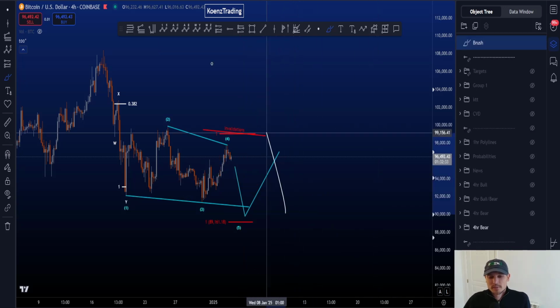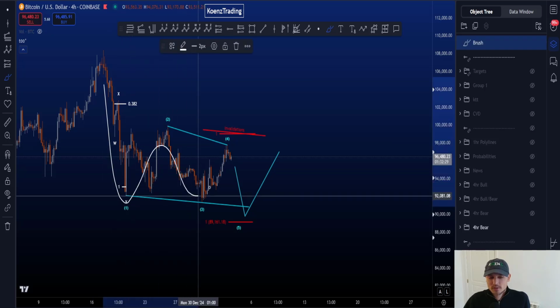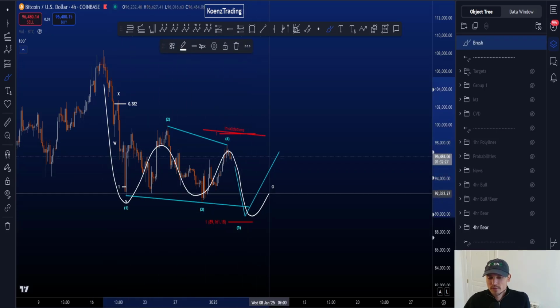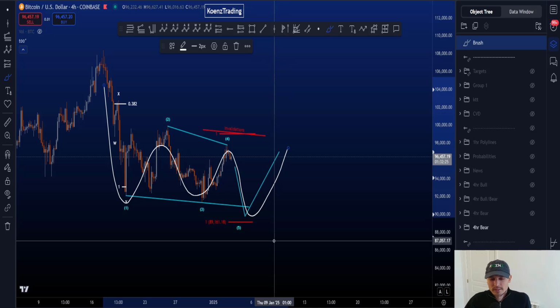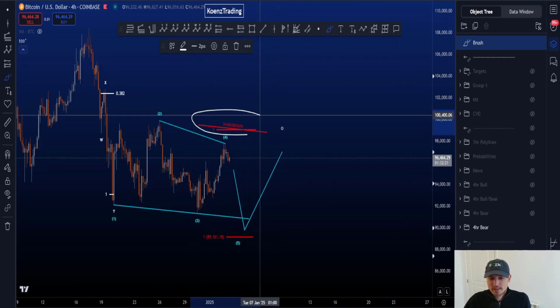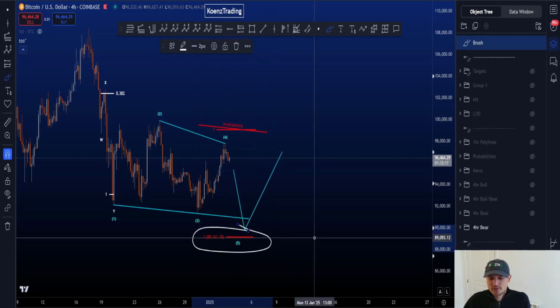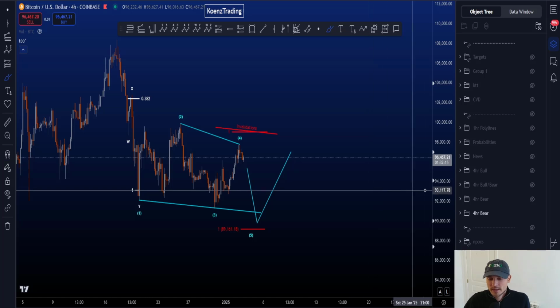Starting with the first scenario, which is a diagonal counted as a wave 1, 2, 3, 4, look for one more low in 5, and then a bounce towards the upside. In this particular case, we have an invalidation at around 99k and also an invalidation at 89.1k.